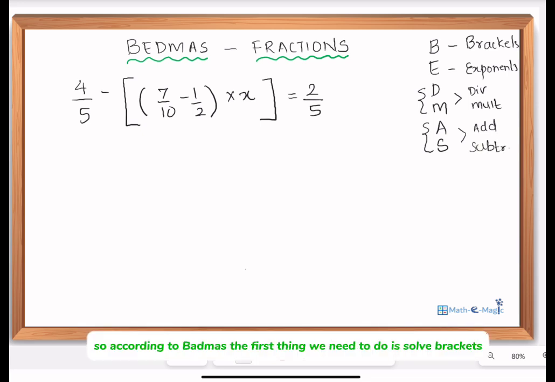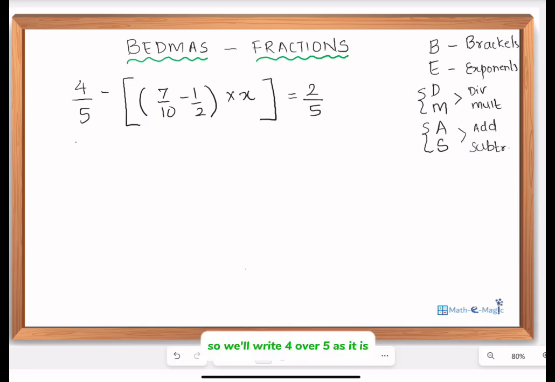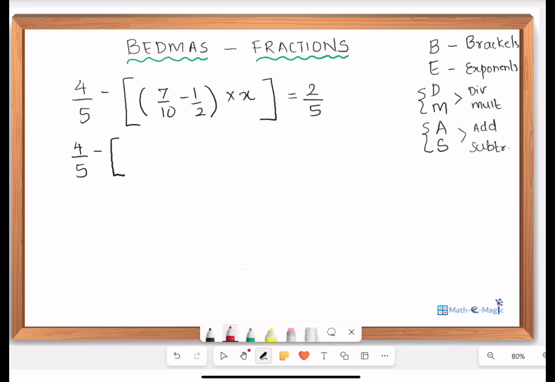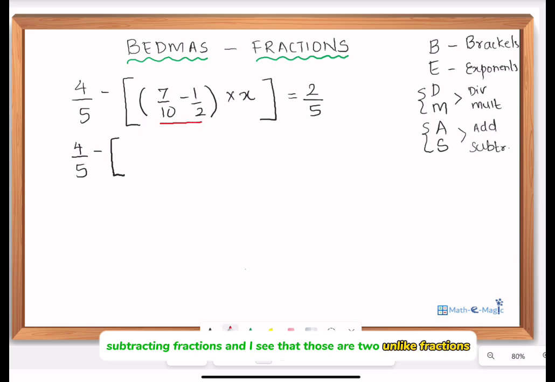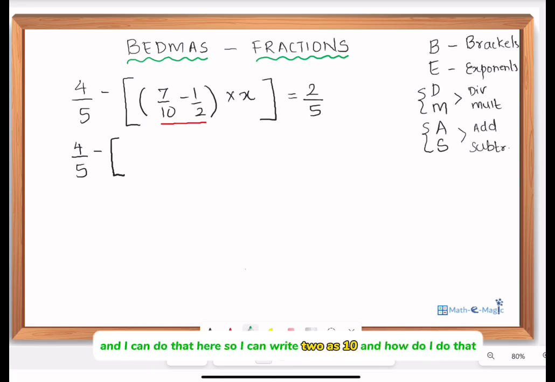So according to BEDMAS, the first thing we need to do is solve brackets. So we'll write 4 over 5 as it is. I will first solve the inner brackets, that's the smaller brackets that I have. Inside the bracket, I have a question which is subtracting fractions, and I see that those are two unlike fractions. In order to subtract fractions, I need to make their denominators equal. I see here that I can make one denominator the other denominator, and I can do that here.